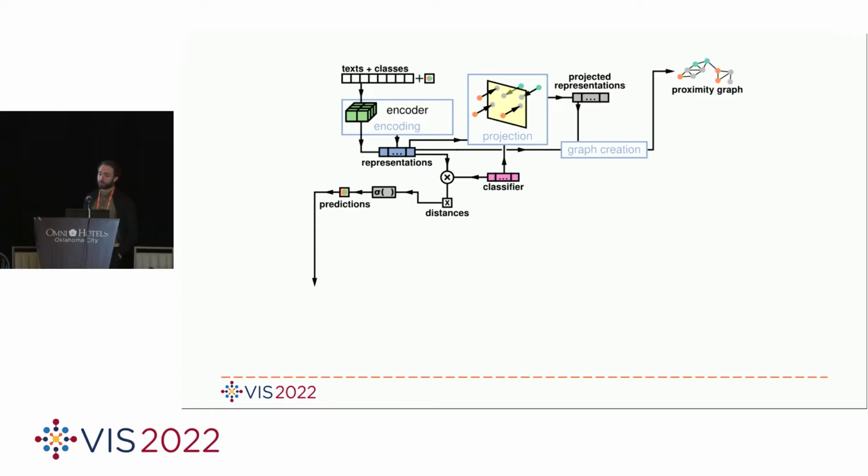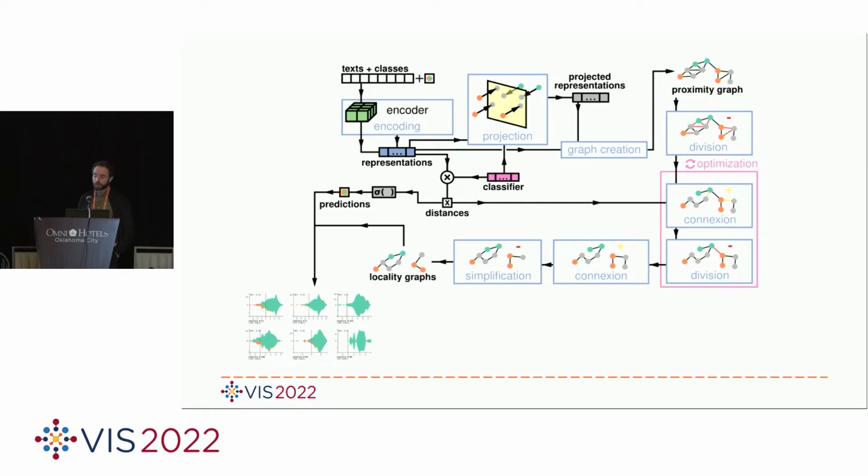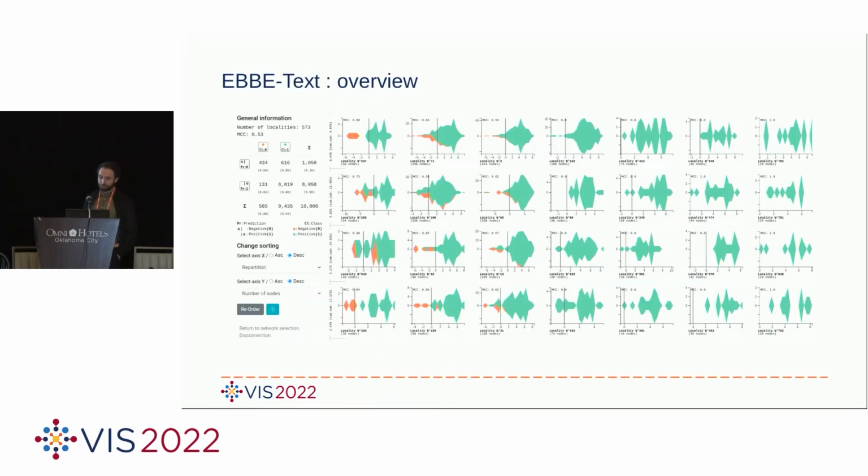Then we use the representation and the projected representation to construct a proximity graph using the UMAP method. We apply several steps that I will not describe here to divide the proximity graph into several locality graphs. Each locality graph corresponds to a string graph in the overview of our tool. Our tool for explaining predictions is called EBText. It stands for Explanation by Boundary Exploration for Textual Data.